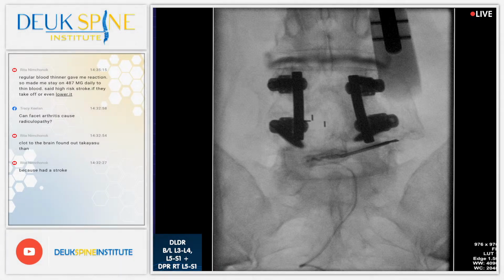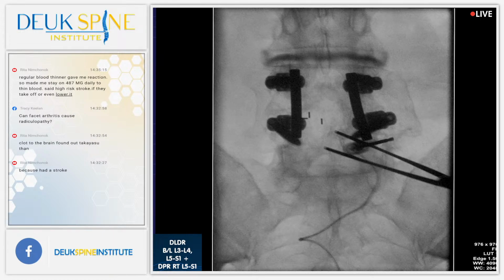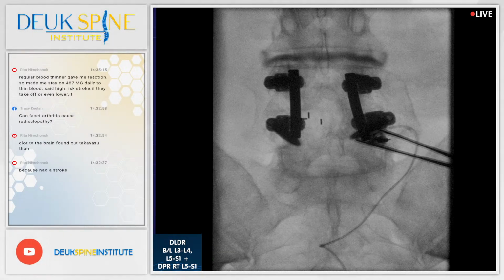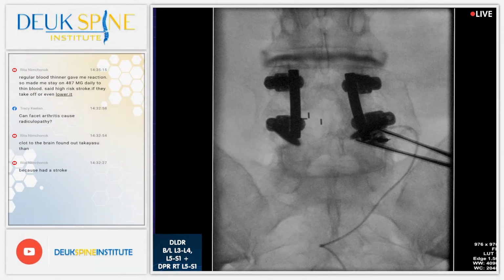All right, you see the tip? The tip looks pretty good, because if that's where it is, that's where we want to be. Shot. Yeah, I think that looks really amazing. A lot of scar tissue here. Shot. I'm going to just check my position. Looks good.